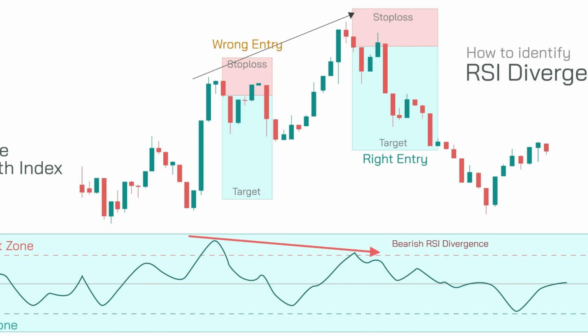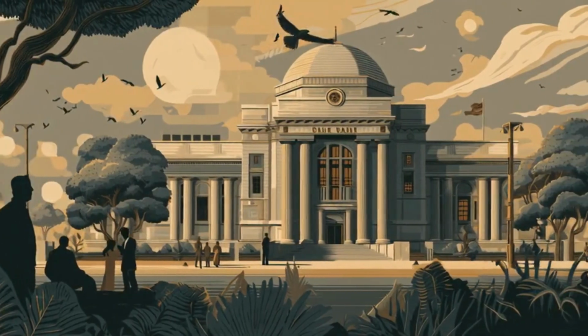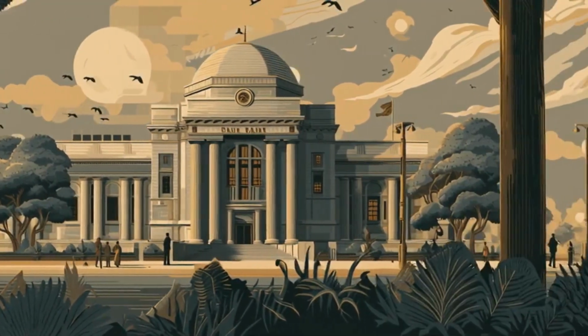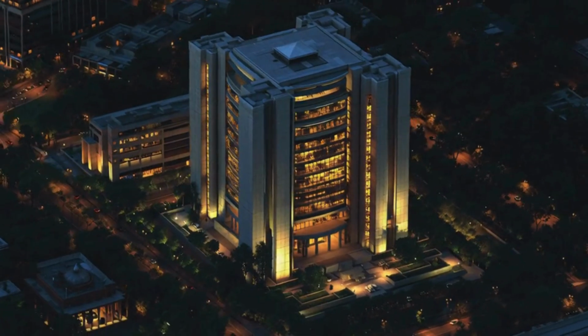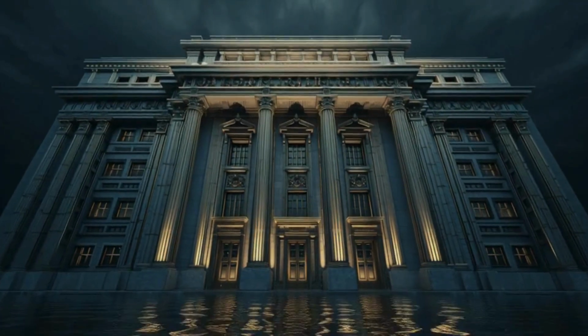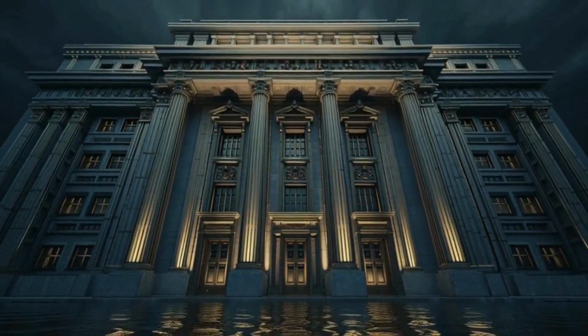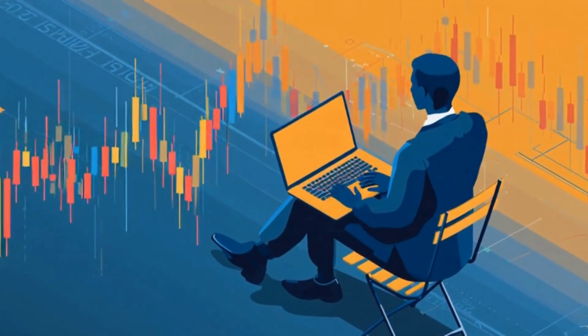Now, we will cover the capital market. The capital market deals with long-term funds. It includes arrangements through which businesses and governments raise capital for more than 1 year. It is divided into 1. Primary market, new issue market, where new securities are issued for the first time. 2. Secondary market, stock market, where existing securities are bought and sold. Capital markets encourage savings, investment, and overall economic development.